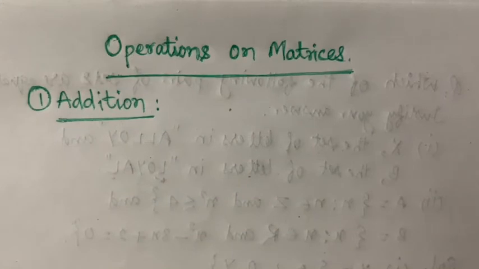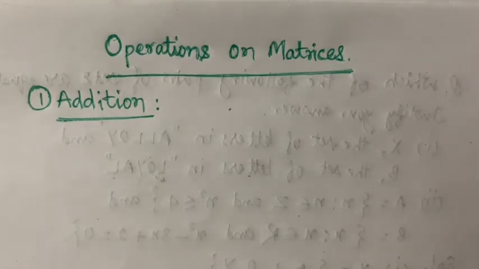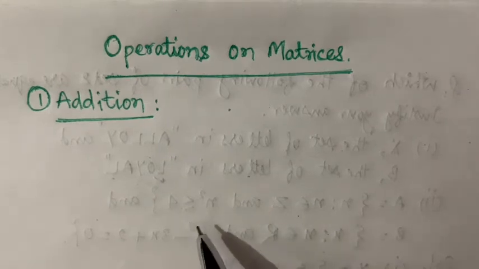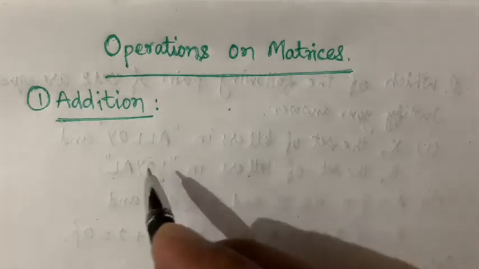Let us now move to operations on matrices. How many basic operations do we have? Basic algebraic operations are addition, subtraction, multiplication and division. In this segment we will see addition and subtraction. Firstly we will see addition.